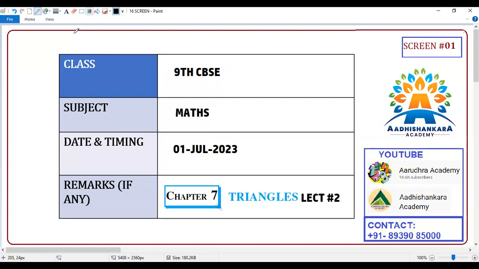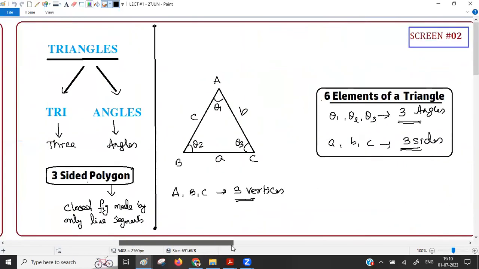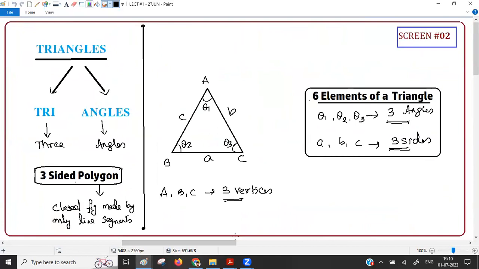What we have seen on day one is we understood what is triangles, right? We understand what is triangles. Are you seeing my screen, everyone? Yes, sir. And we understood the 6 elements of a triangle, that is 3 angles and 3 sides.